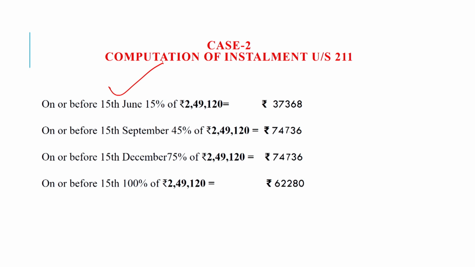So 15% of 2,49,120 is equal to 37,368, and 30% of 2,49,120 is 74,436. After the second installment, the third installment will become 74,436, and after the third installment the remaining advance tax liability of 62,280 will become payable.